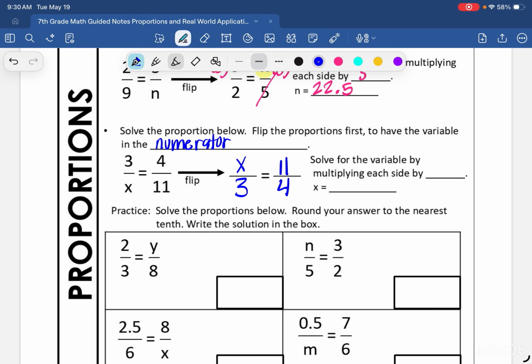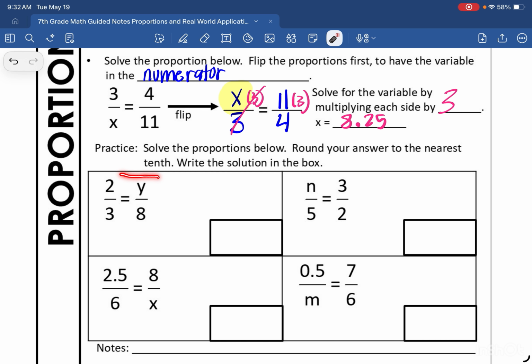Now I need my variable to be by itself. Right now it's divided by 3, so if I times it by 3, that will give me 1x, times this side by 3, okay? So solve for the variable by multiplying each side by 3, and then I have 11 times 3 divided by 4, and that's going to give me 8.25.